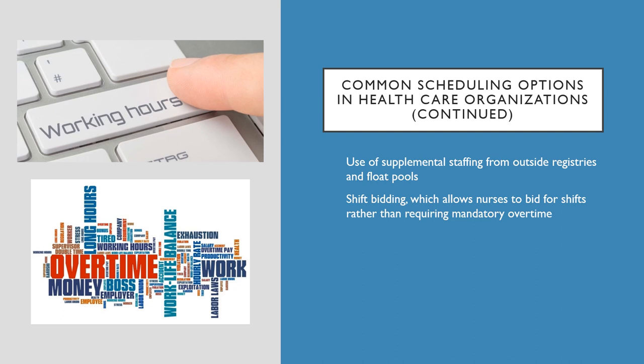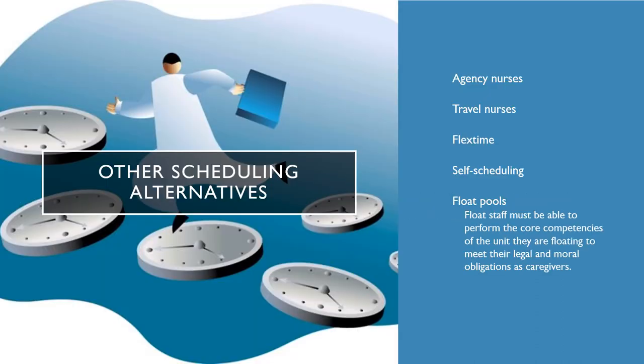Use of supplemental staffing from outside registries and float pools is another common scheduling option. Shift bidding allows nurses to bid for shifts rather than require mandatory overtime. Some scheduling alternatives may include supplemental nursing staffing with agency nurses or travel nurses. We endured lots of travel nurses during the pandemic.